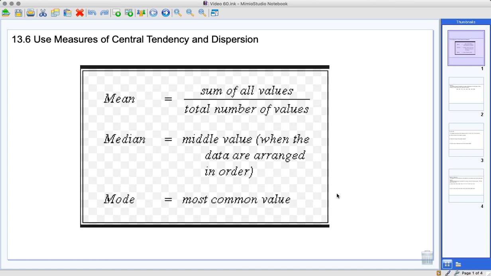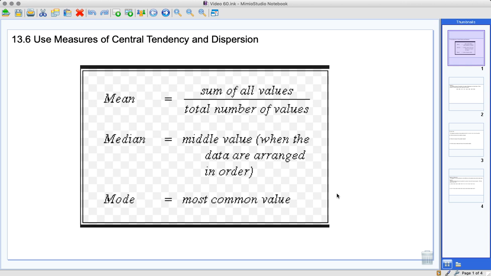All right, so the last section of this chapter is talking about measures of central tendency. You know these as mean, median, and mode. For the mean, we take all of the values, add them up, and then divide by the total number of values. Median is the middle value when the data are arranged in order from either least to greatest or greatest to least. It doesn't matter which way you order them. And then mode is the one that happens the most, the most common value.